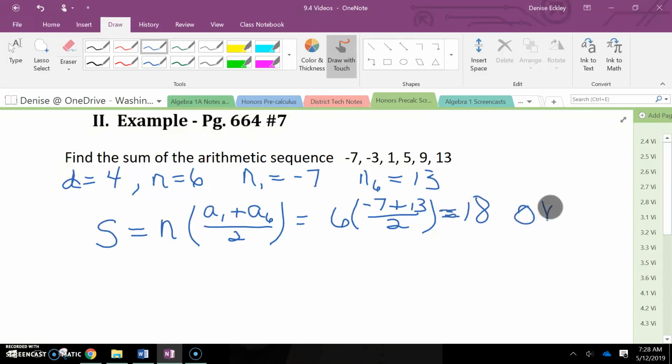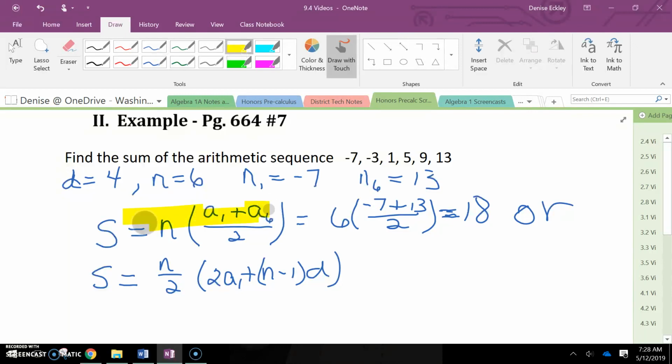Now the nice thing is there is another formula for the sum, which is that we can do n over 2 times 2a plus n minus 1 times d. Now this formula would be handy if it's given in the form of the general term of the arithmetic sequence instead of all the terms being written out. As we did it the first way, this formula would be more simple. But I'm going to show you that the second formula works just as well.